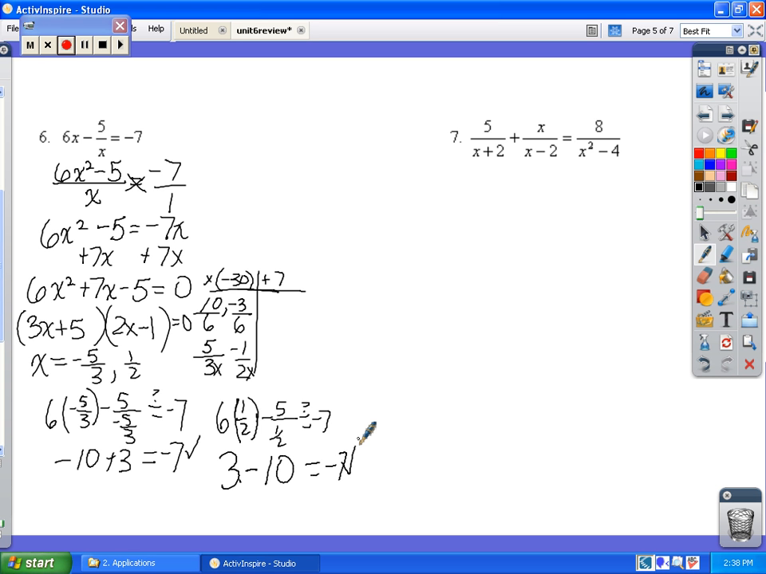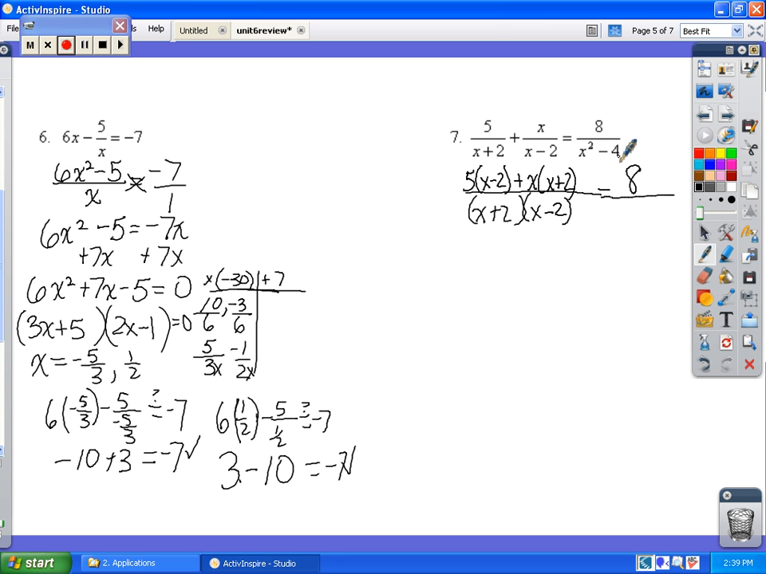All right, for number 7. Number 7, again, x plus 2 and x minus 2, those are different denominators. So I'm actually going to have to get a common denominator, which means I'm basically going to multiply the opposite numerator by the opposite denominator. So it's going to be 5 times x minus 2 plus x times x plus 2 equals 8 over, and you're going to want to factor this.